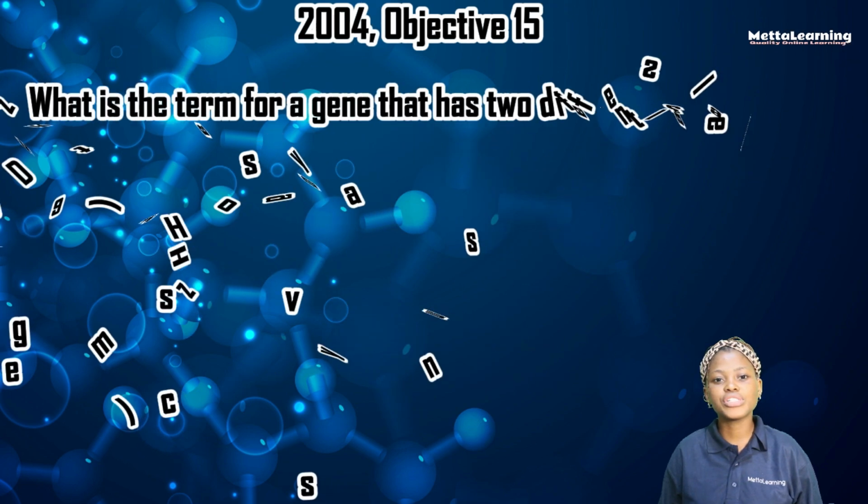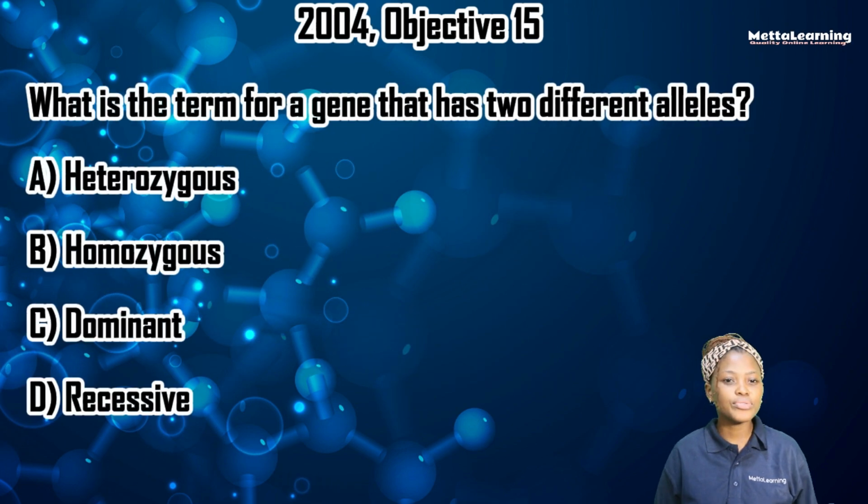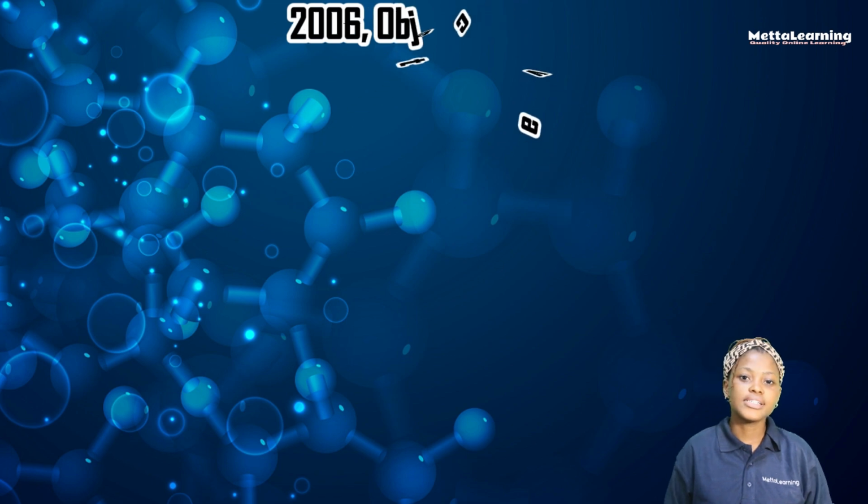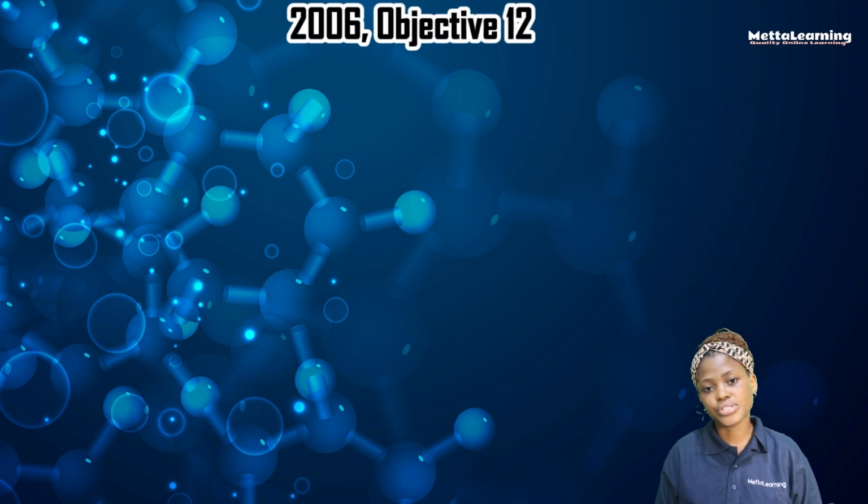2004 objective question 15. What is the term for a gene that has two different alleles? Option A, heterozygous. Option B, homozygous. Option C, dominant. Option D, recessive. Option A, heterozygous. Correct.